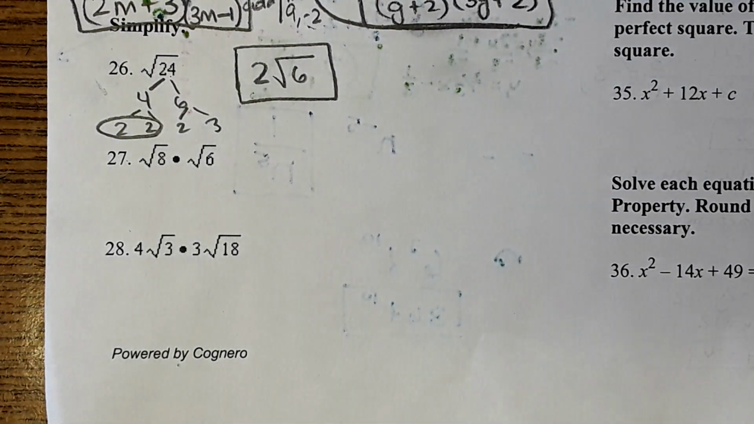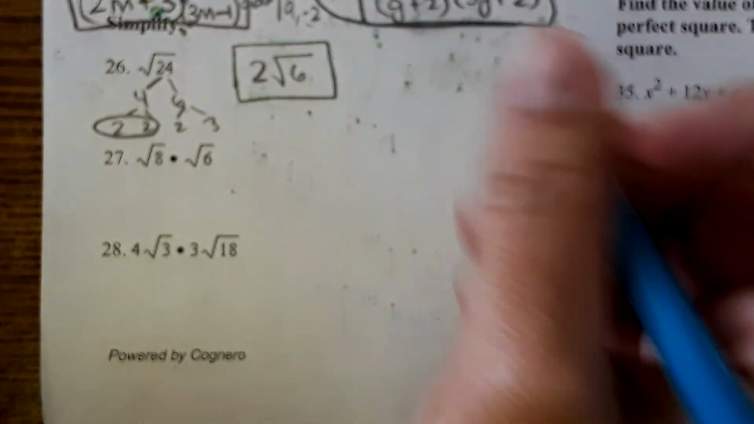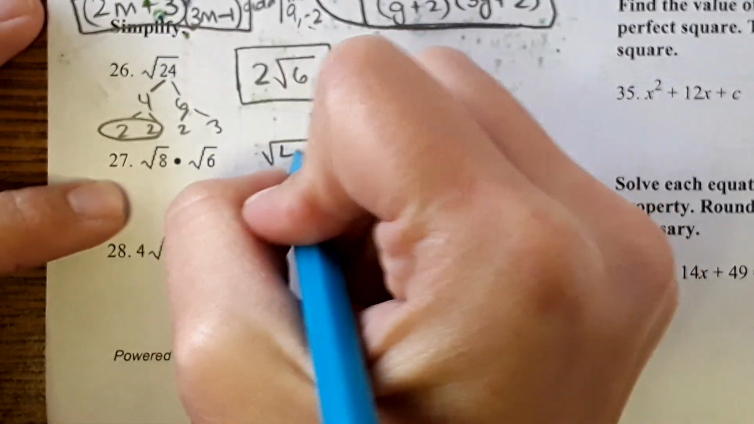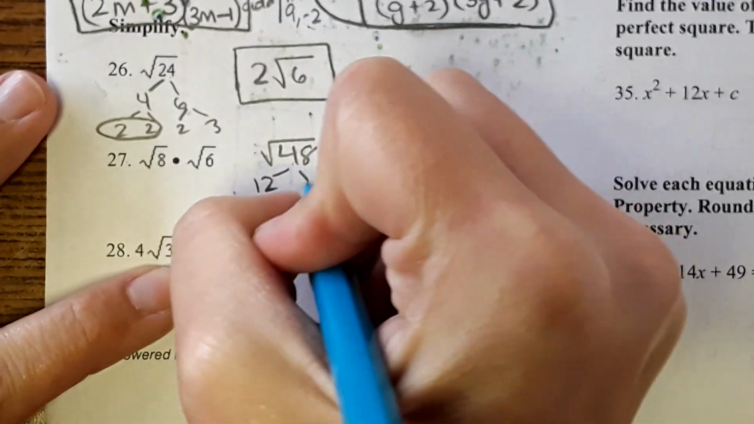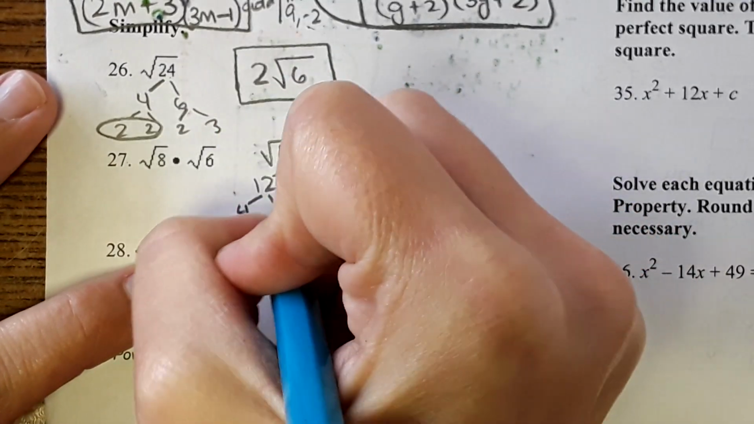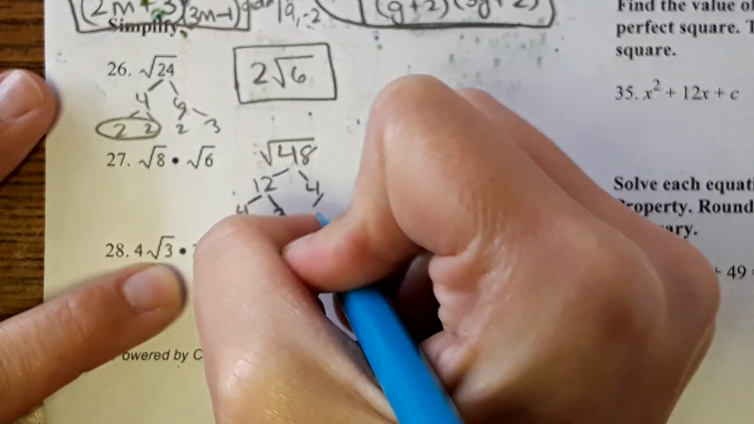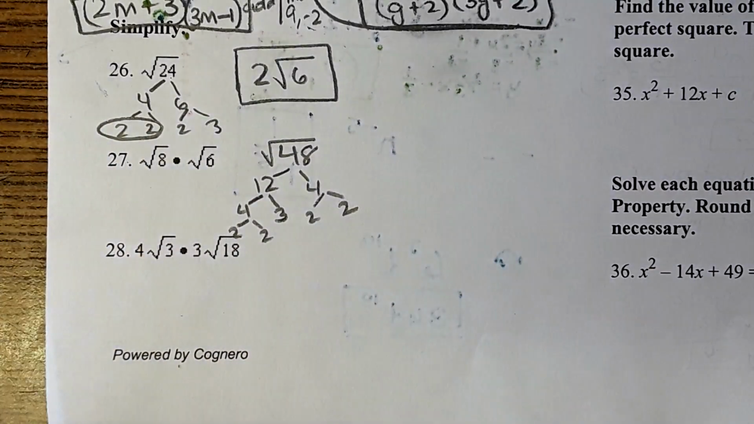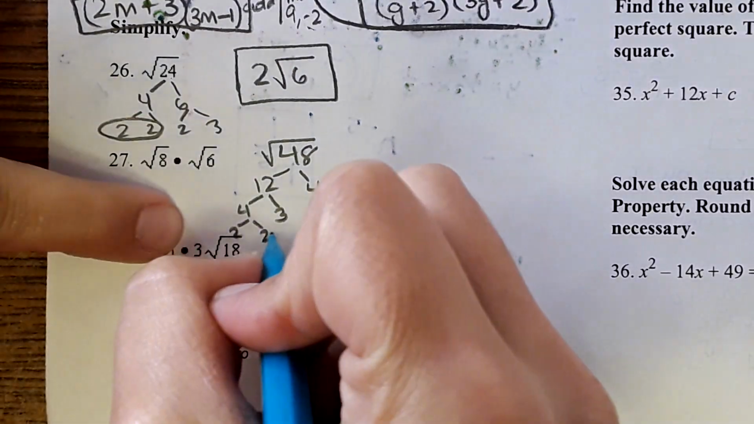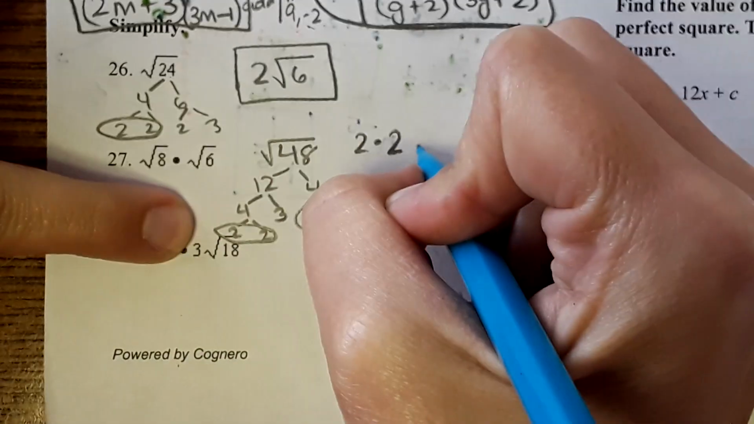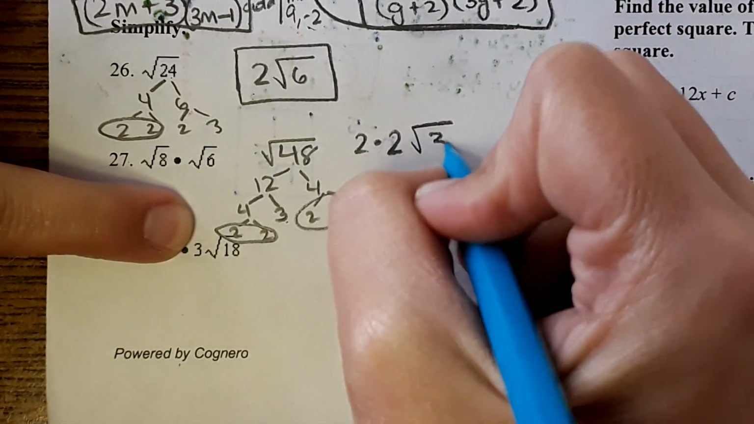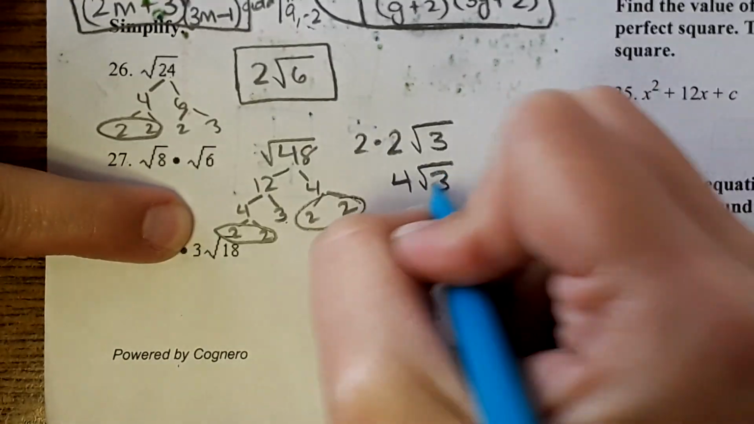Okay, so 27 square root of 8 times square root of 6. There's different ways you could do this. I'm just going to combine it. Say, okay, square root of 48, and then simplify it. So 48, 12, 4, 4, 3, 2, 2. Okay, then anything that's a pair I take out. So this 2, this 2. Inside the square root, we just have a 3 left over. So we got 4 square root of 3.